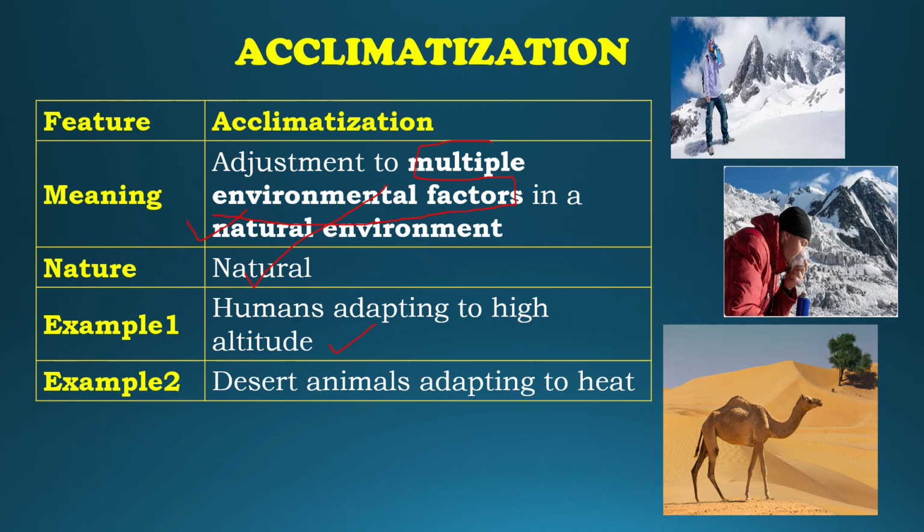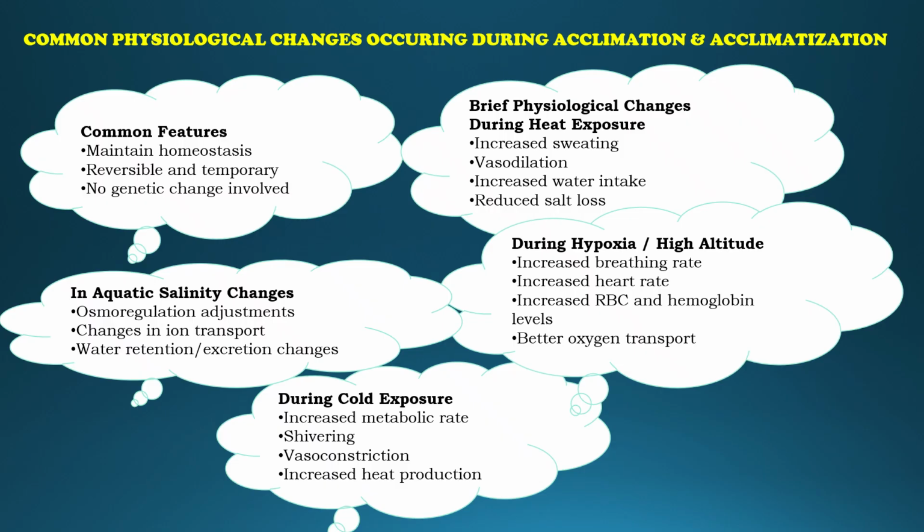Next, we are going to see what exactly physiological changes occur in acclimation and acclimatization. What kind of physiological changes or alterations occur? The common physiological changes during acclimation and acclimatization are basically processes that maintain the homeostasis of the body, and these are reversible and temporary processes. Once the environmental conditions come back to normal, the process will be reversed. So it's a temporary adjustment, and no genetic changes are involved in acclimation or acclimatization.